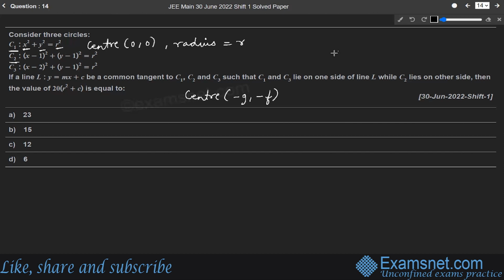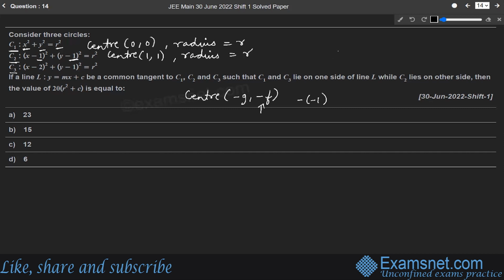Now if we consider C2, which is the second circle, the equation is x minus 1 square plus y minus 1 square is equal to r square. So here the center will be, we have minus 1 with x and minus 1 with y. But the coordinates of the center are minus of g. What is g? g is the term that is with x. So with x we have minus 1, so minus of minus 1 will be plus 1. Similarly, we have minus 1 with y. The next coordinate is minus f, meaning minus of minus 1. So again plus 1, and the radius is r.